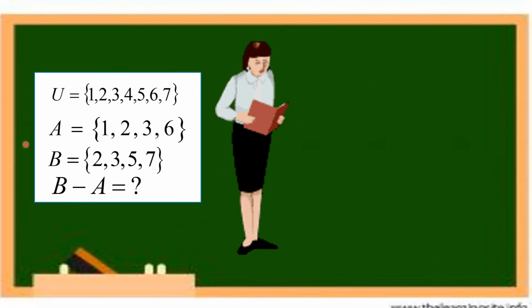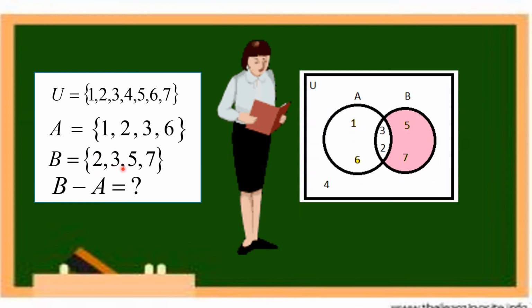So we have the given. We need to find B minus A. B minus A means what is in B that is not in A. So what is in B? We have 2 and 3 as the common elements. So what is in B that is not in A? The answer is 5 and 7.